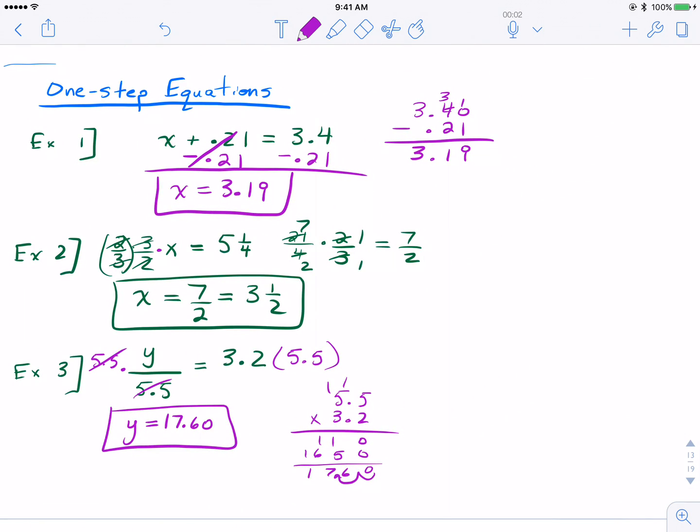Okay, so this has been a short little video on one-step equations, one move to solve or isolate the variable. And once again, all of these solutions you can check by substituting in and verifying that it works out to a true statement. That's what the definition of a solution is.